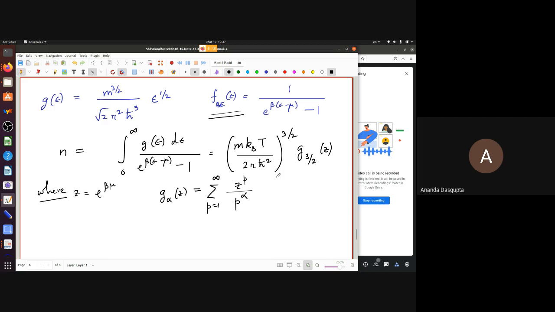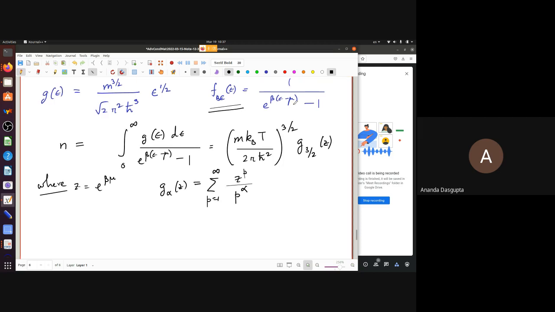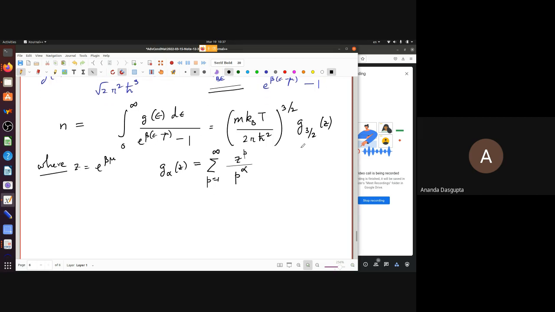Okay? And there, of course, we have this quantity mu, which is the chemical potential. And as I said, this formula is actually not that useful to calculate N at a given temperature. What this really tells you is you should be able to solve this to find out z for a given N and T. So this really tells you what the chemical potential can be. But as we saw in the last class, the real problem lies in the fact that this g3 by 2 of z is bounded above.